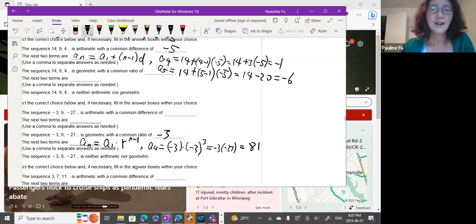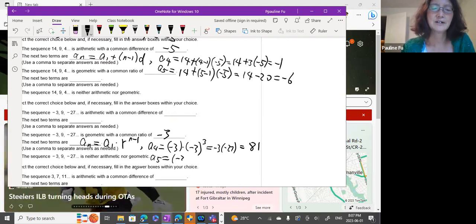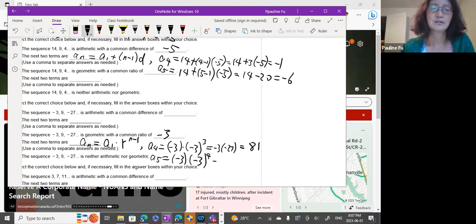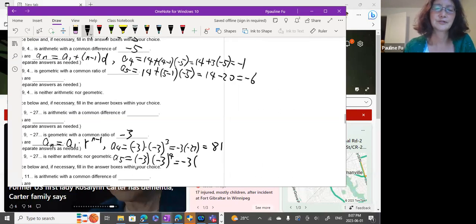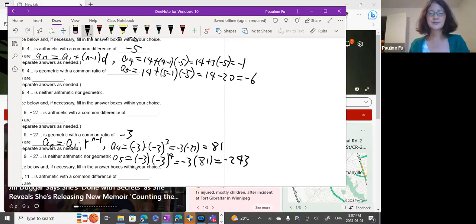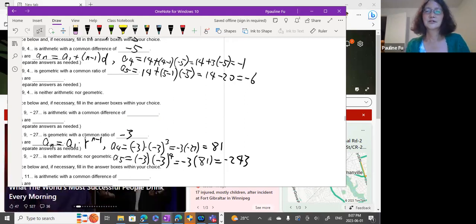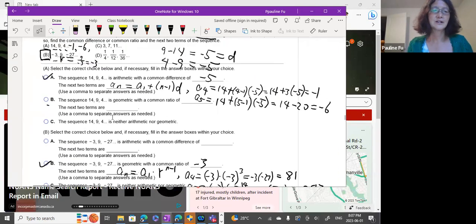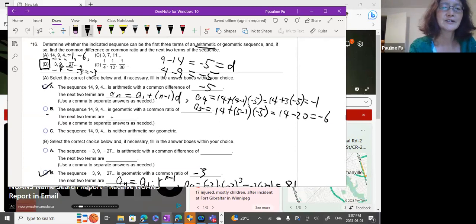And we are also asked to provide a_5. So a_5 is a_1, which is -3, times r raised to the power 4. So -3 times 81, so -243. Okay. So questions? Okay. So now let's do question C.